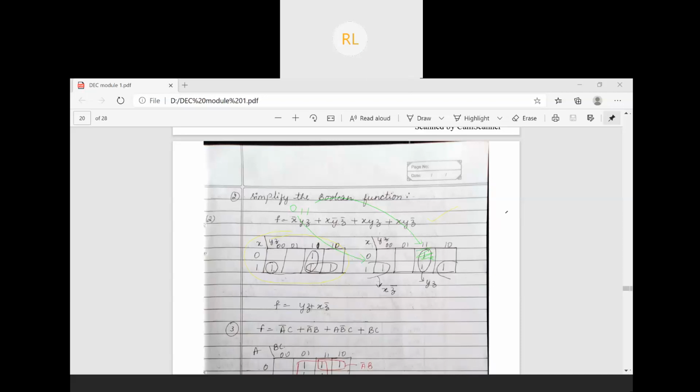Now similarly, I try to fill all the cells. This cell, this cell, and this cell I try to fill. And while doing the grouping, I try to see the ones which are close to each other. So I have one group here. As I told you, if I fold this along this side, this one and this one will overlap with each other, which means I can group even this. So these two ones are together. Once I group them together, now you see.